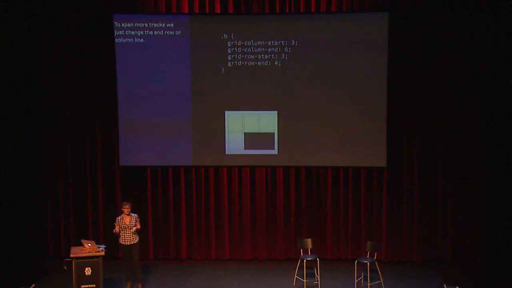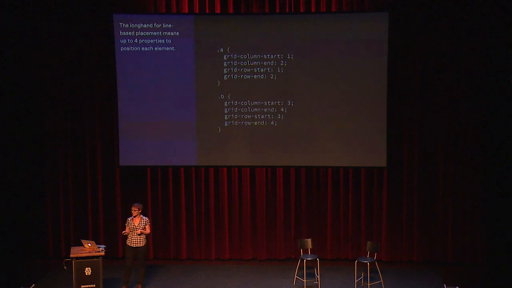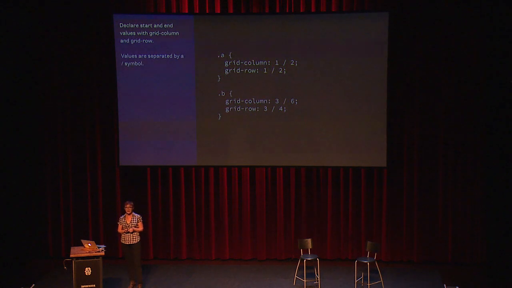Now that's quite verbose. Obviously we've got 4 properties to define every line. There's quite a lot of that, so as you'd imagine, there's shorthand. So these are the rules for our 2 positioned items, and we can compress those. So grid column and grid row. And if you note there's a slash there separating the values, the first value is start, the second is end.